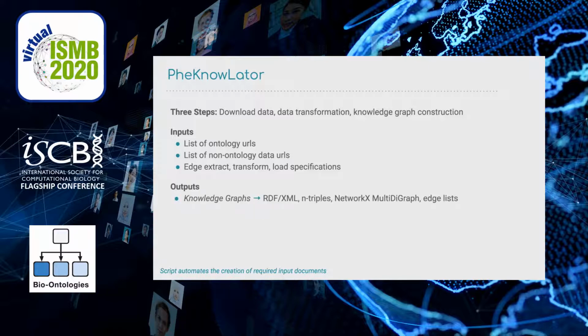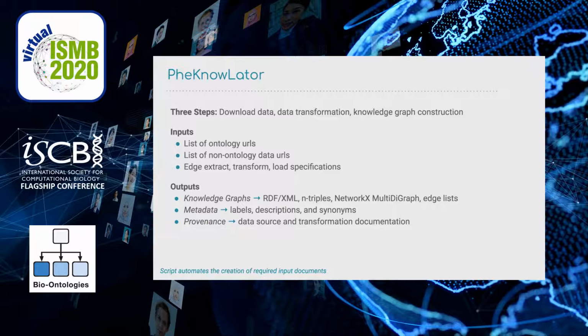Phenolator outputs data in several formats. Knowledge graphs can be output in RDF XML, and triples, as a network-X multi-digraph, or as a text file of integer or identifier labeled edge lists. For ontology and non-ontology data, node metadata, including labels, descriptions, and synonyms, are output to a text file. And we'd also like to note that Phenolator provides functionality to add node metadata from non-ontology data sources directly to the knowledge graph as well.